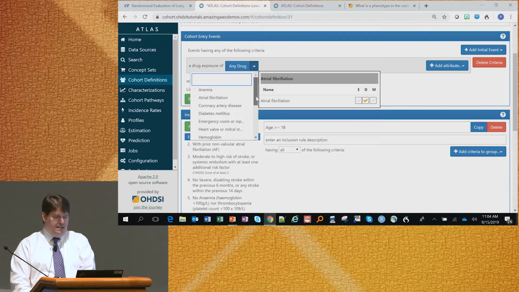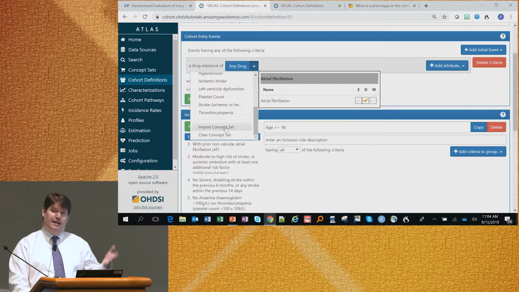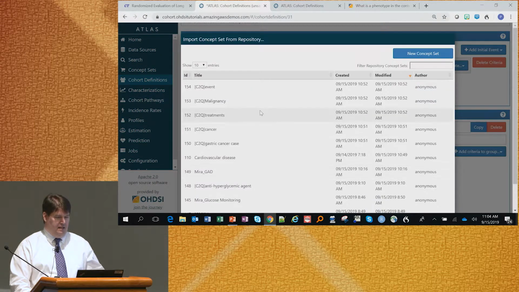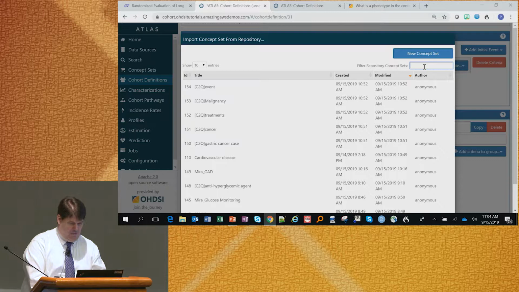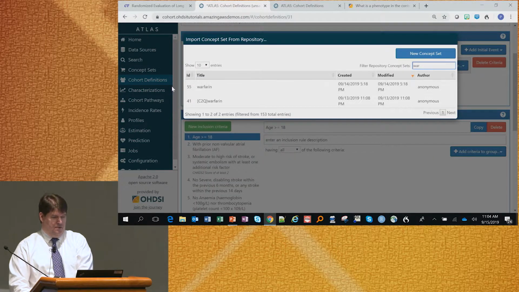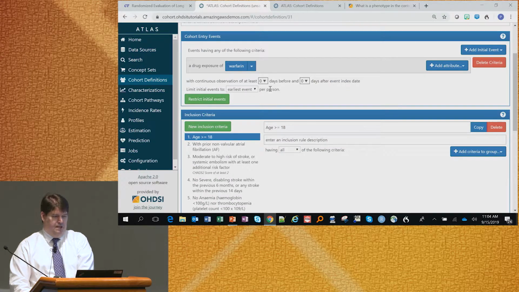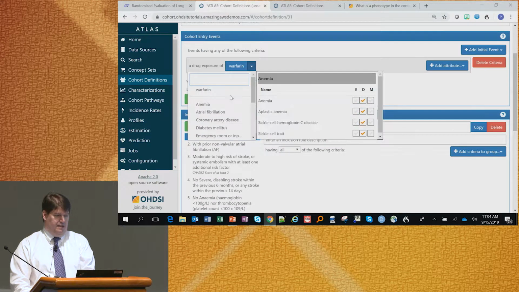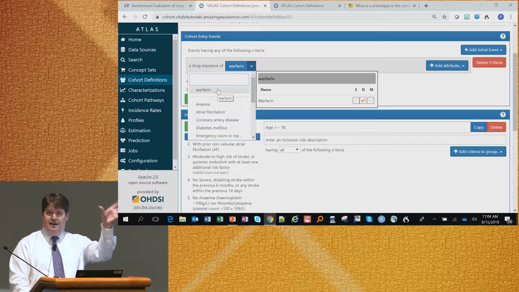Warfarin isn't here, so I'm going to the bottom and I'm going to import this cohort concept set from the repository. So we're going to warfarin. Here we go, this is the warfarin that I want. Okay, so we're going to look for a drug exposure of warfarin. Just as a quick peek, warfarin is the warfarin concept including all of its descendants.